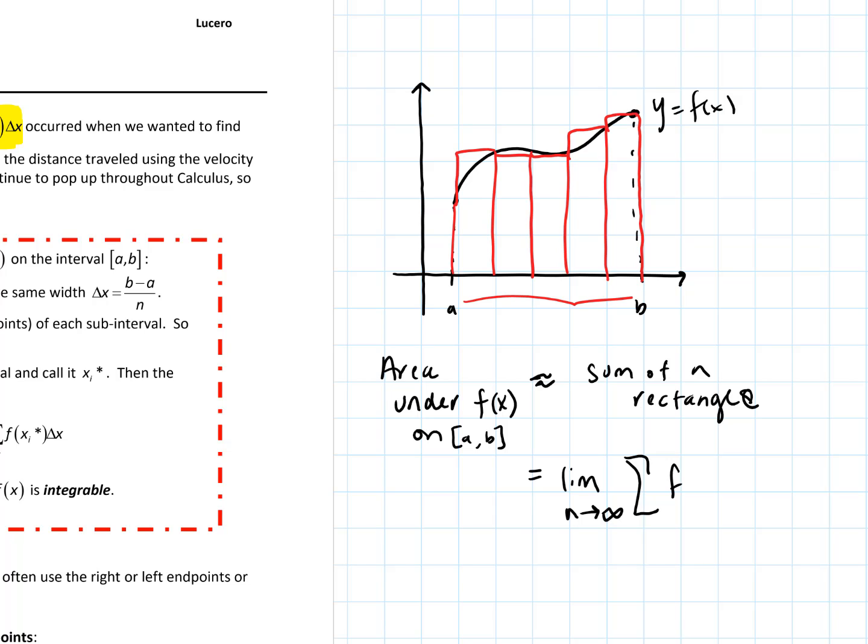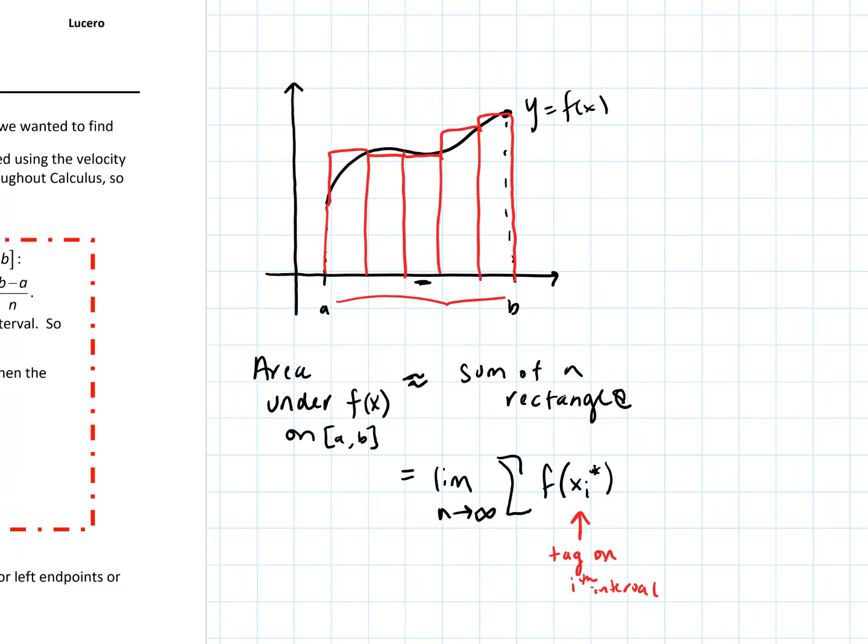But the height of these rectangles, we find by looking at a tag somewhere in the subinterval. We call it x sub i star. That is what we call the tag on the subinterval. It can be a right-hand endpoint as I've drawn here. It could be a left-hand endpoint. It could be a midpoint. It could be any point in the subinterval. So this is a tag on the ith interval. And we use that point to give us the height.